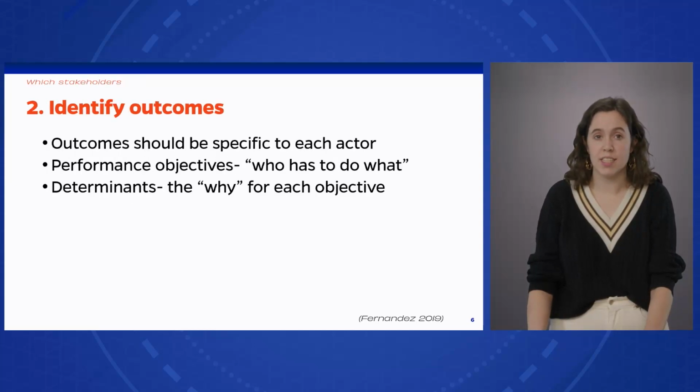In the next stage, you identify what adoption and implementation outcomes you'd like to achieve, and then you get more granular, identifying the performance objectives, which clearly define who has to do what for each of the outcomes to be achieved, and the determinants for each of those objectives. So what has to be in place for the objectives to be achieved, which could include implementers' attitude toward the practice, or specific skills that they need.